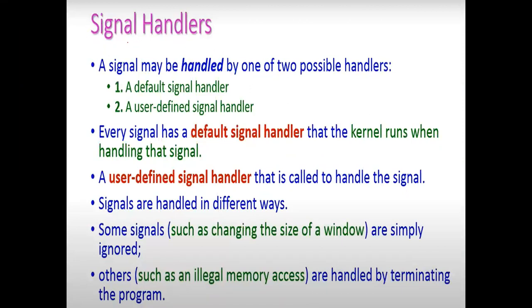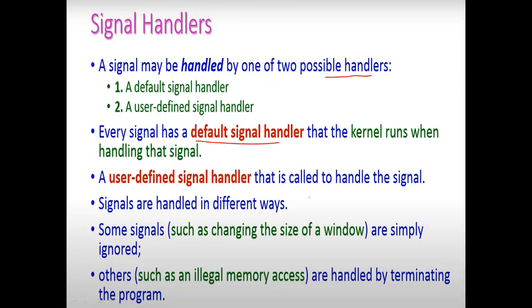Let us see the signal handlers. A signal may be handled by one of the two possible handlers. The first one is default signal handler. The second one is user-defined signal handler. Every signal has a default signal handler that the kernel runs when handling the signal. Usually the signal will be having the default signal handler. User-defined signal handler will be called to handle the signal.